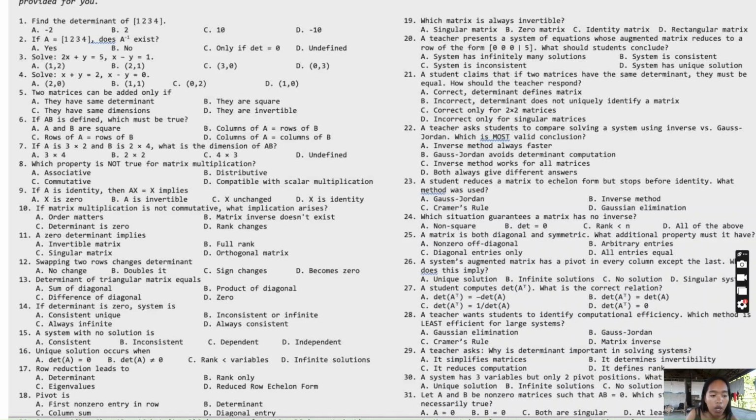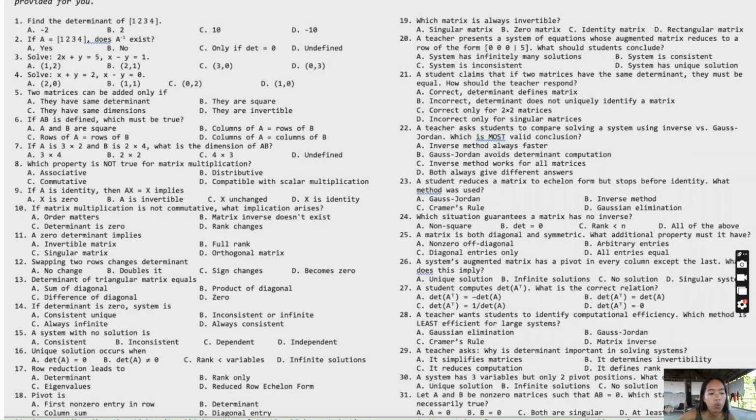So number 12, swapping two rows changes the determinant. The answer of that is the sign changes. So if the sign of the determinant was positive, it will become negative. And if the sign was negative, then it will become positive. Because one of the important properties of determinants is this: if we interchange or swap two rows, the determinant changes its sign. So yeah, that is the explanation.